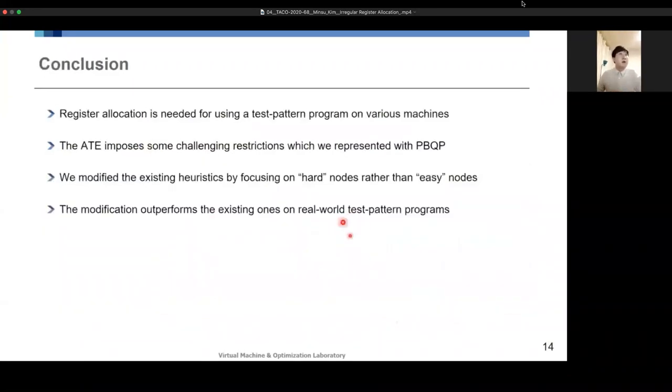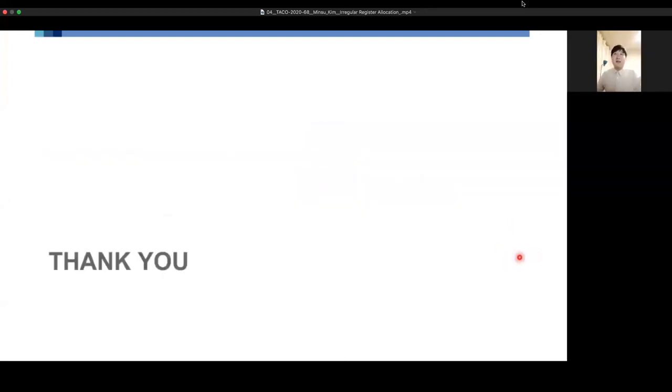To conclude, register allocation is needed for using a test pattern program on various machines, but the ATE is imposing some challenging restrictions, which we successfully represented with PBQP. And we also modified the existing heuristics by focusing on hard nodes rather than easy nodes. And the modification outperforms the existing ones on real-world test pattern programs. That's it. Thank you for listening.